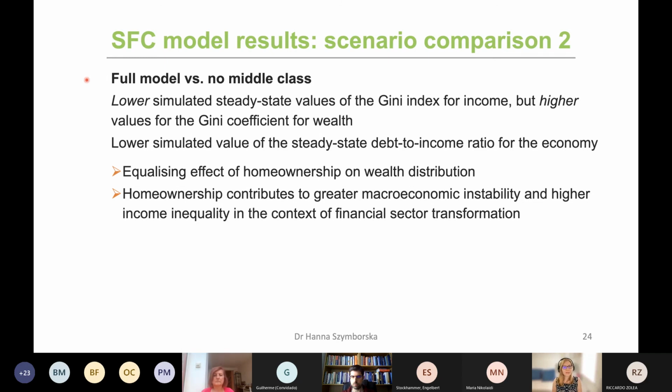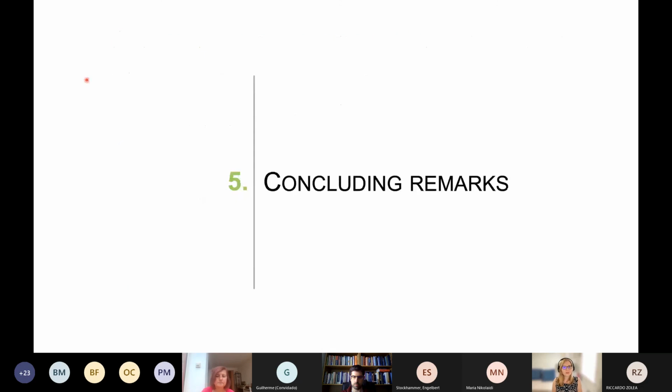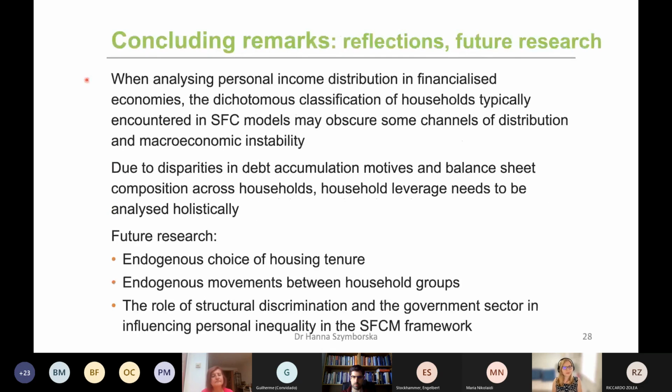And at the same time, in the context of securitization specifically, homeownership by the middle class actually contributes to greater macroeconomic instability. And so it is again vital to try to understand how we can now take this analysis further to use it to understand some of the channels of macroeconomic instability as well. And so to conclude, to say some final words about the usefulness of this model.